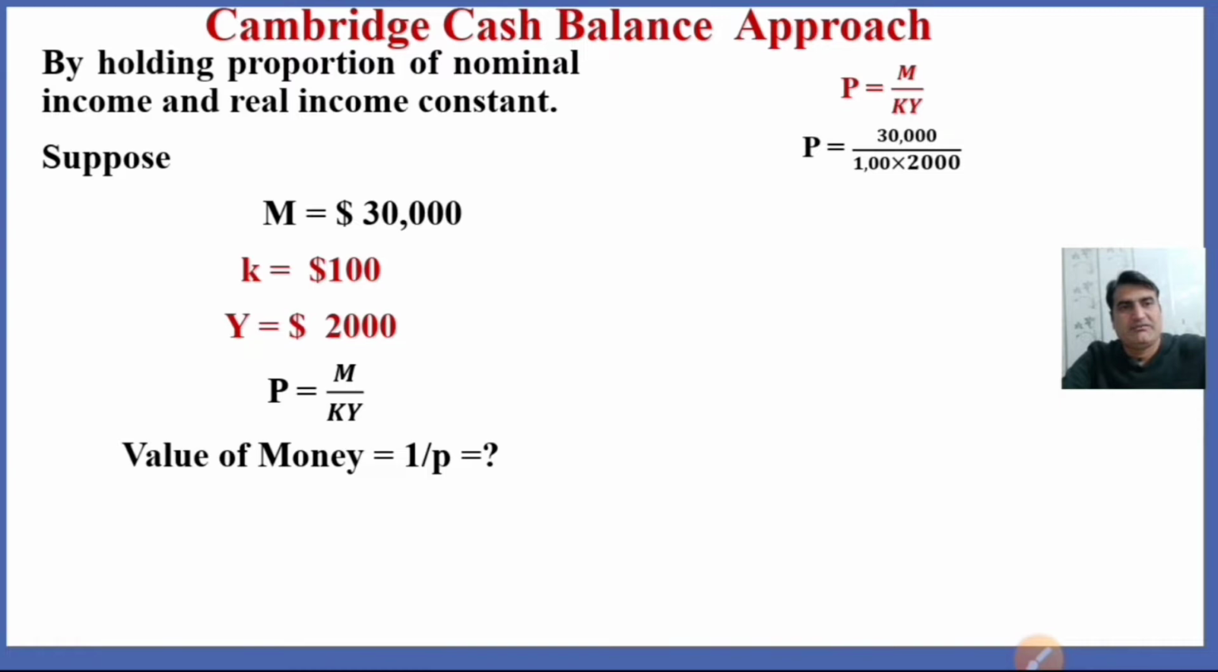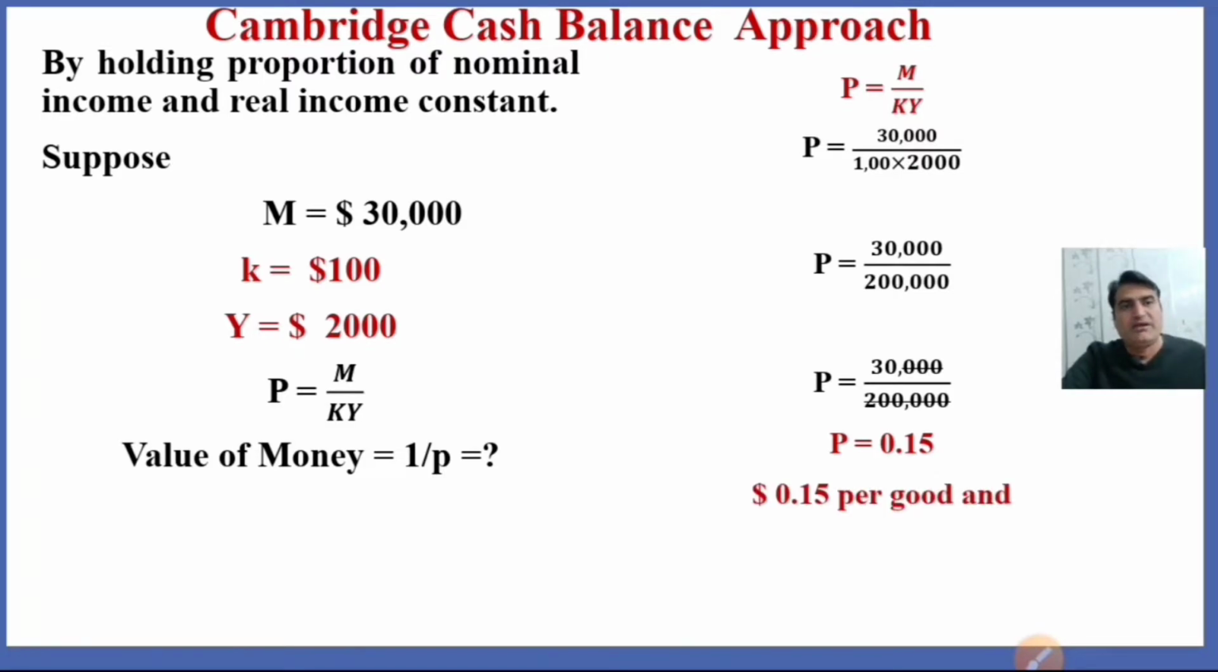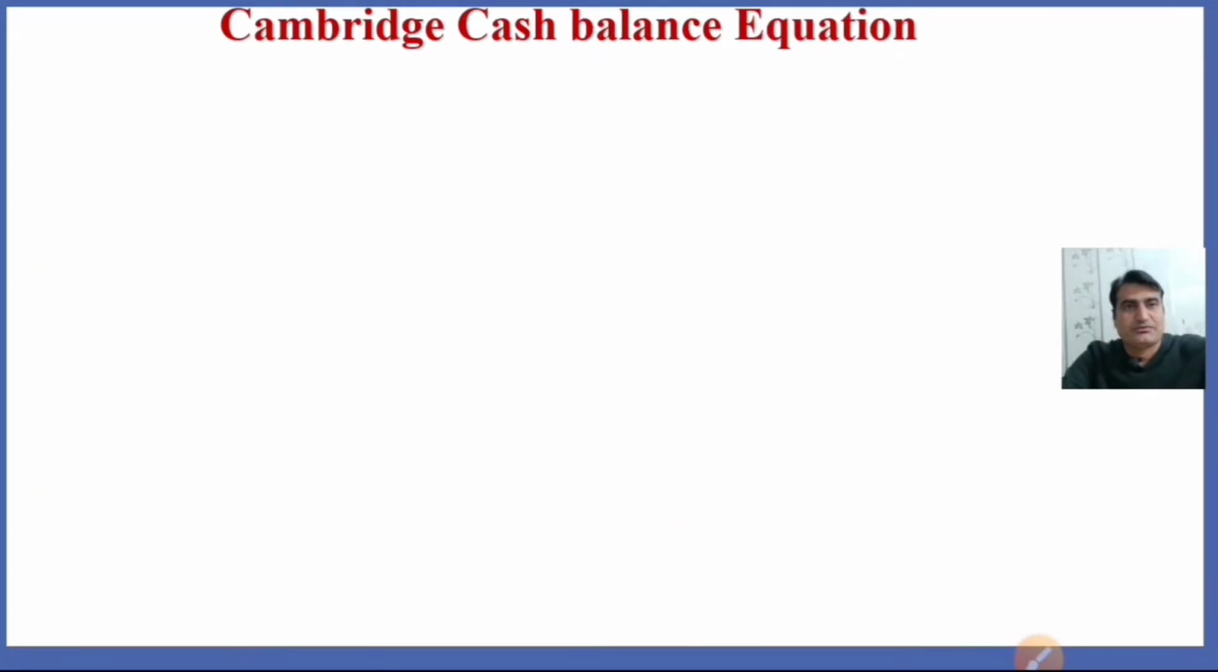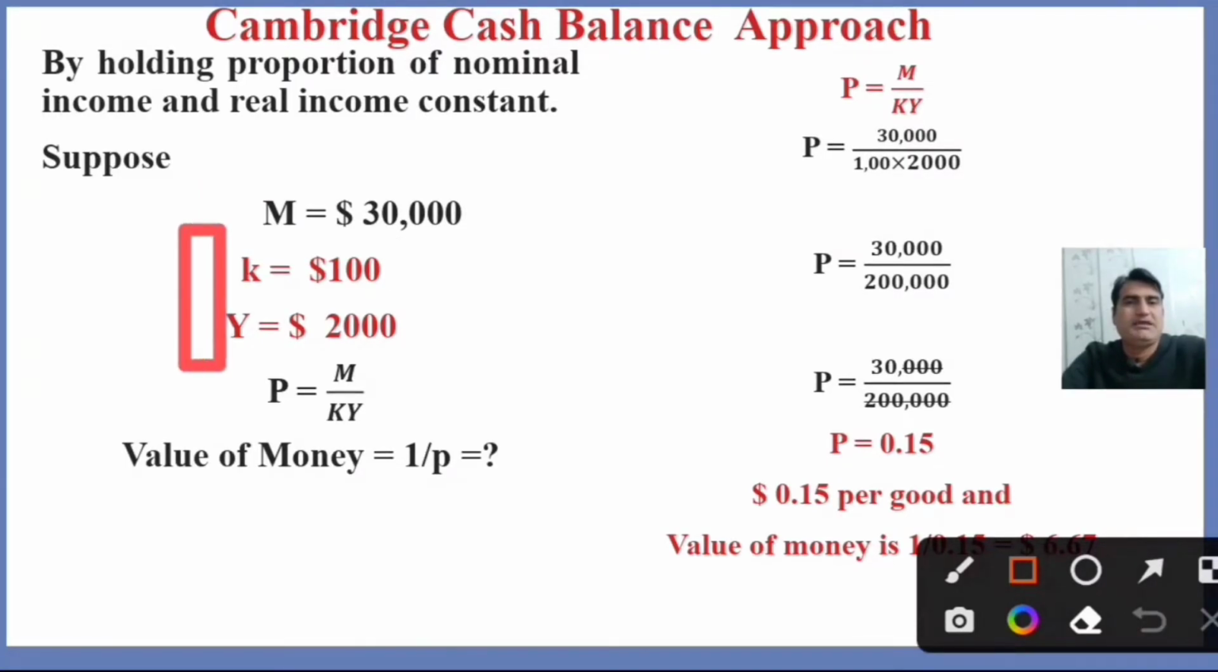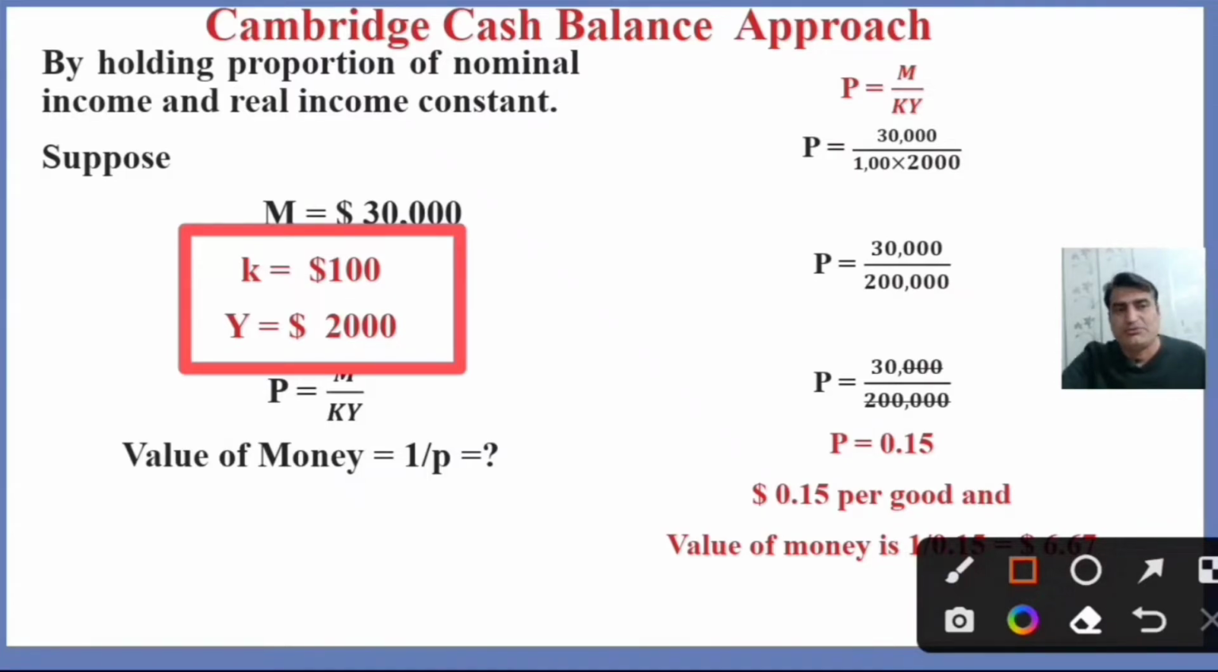So by putting the given values in the equation, we will get that the price is equal to 0.15 dollars per good, and the value of money is $6.67. Please note here the money supply is $30,000. By keeping the K, the proportion of the income which the individual would like to hold for the precautionary motive, and the real income constant, if the money supply is doubled, what would be the value of money and price?